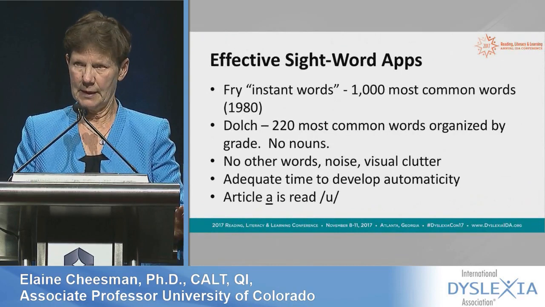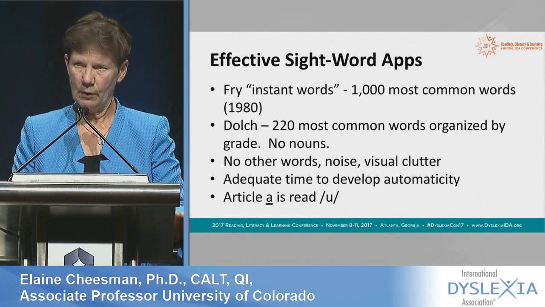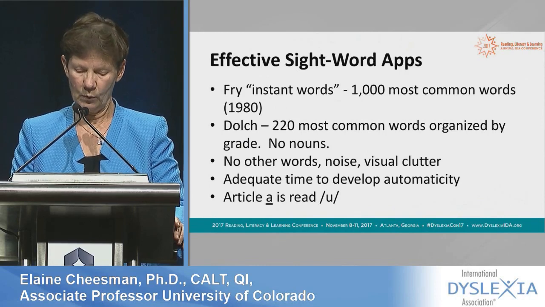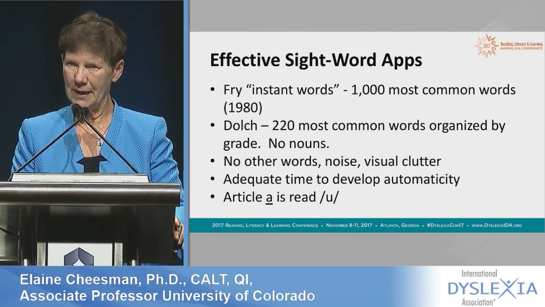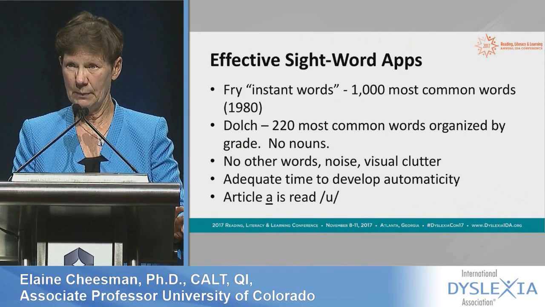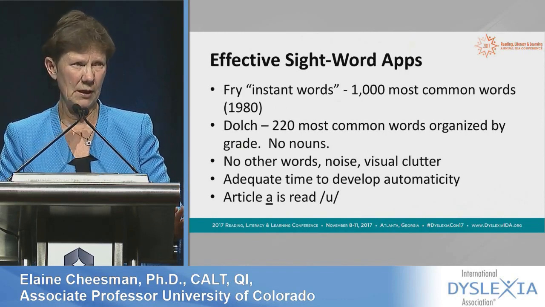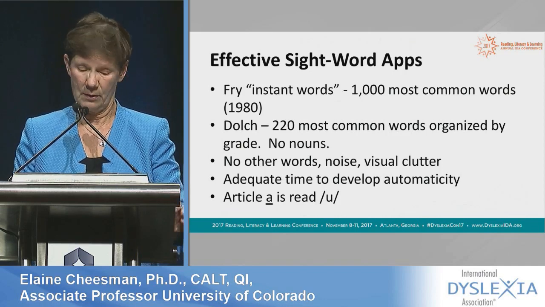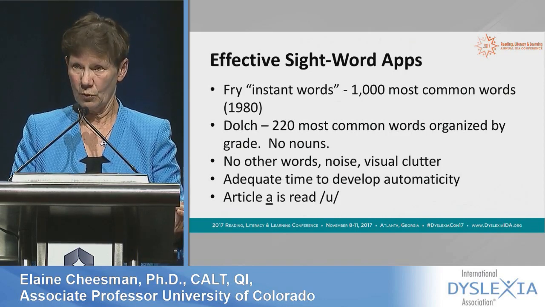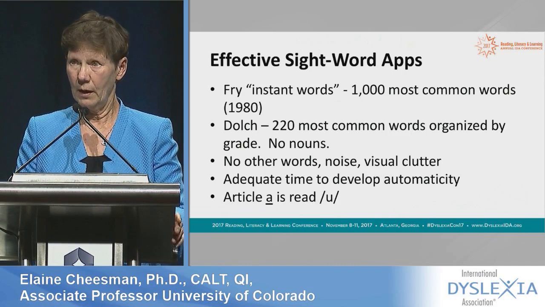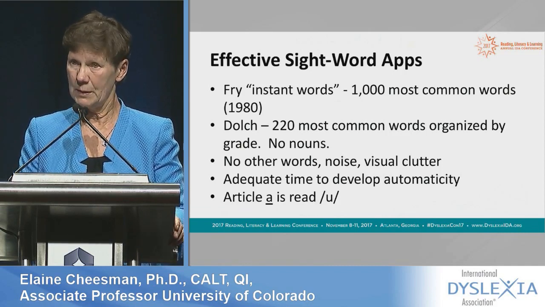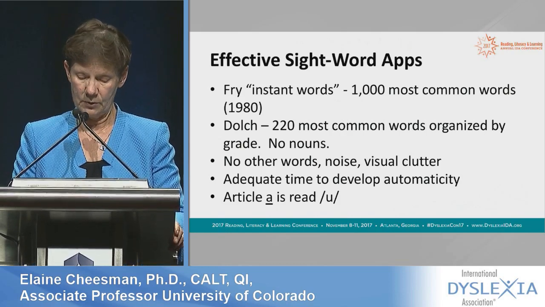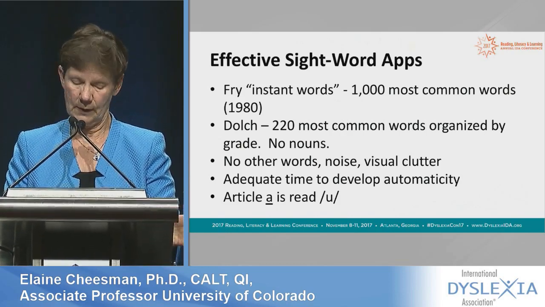The effective sight word apps either are based on the Fry words, which are the 1,000 most common words as of 1980. That was quite a bit of time ago, so if anybody has a doctoral dissertation they need to write, this would be a good thing to find out what the common words are these days. The Dolch words are 220 of the most common words organized by grade rather than frequency, like the Fry. And there's no nouns in the Dolch list, so they have a noun list.